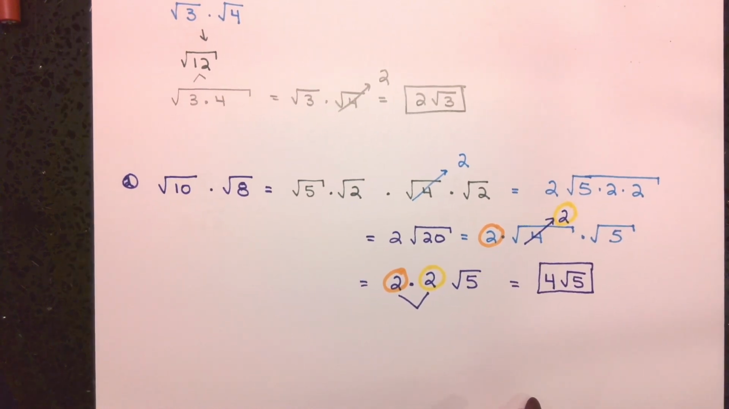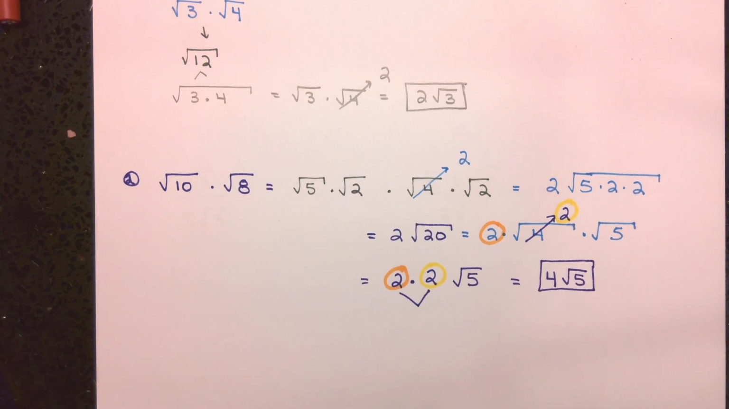as our answer. Now you could have chosen to multiply and get this as 80 and then simplify 80 with different factors. That is okay.